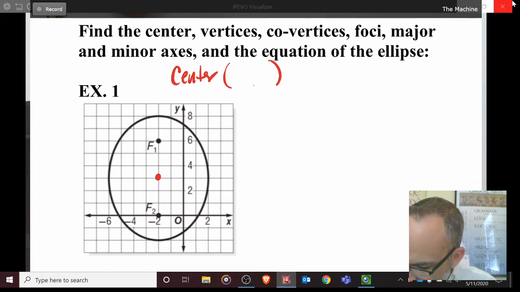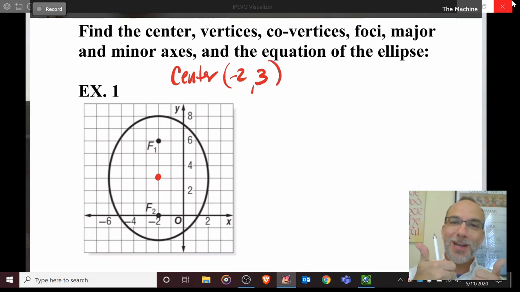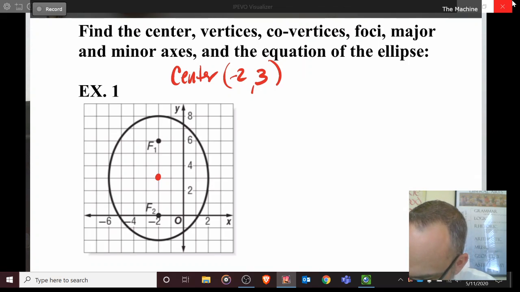So the center is this point. What is that? -2, 3. There we go. Already got the first thing. Now notice that this is a vertically oriented ellipse. So this distance from here all the way down, that's going to be my major axis. This is a vertex here, the point on top and the point on bottom.